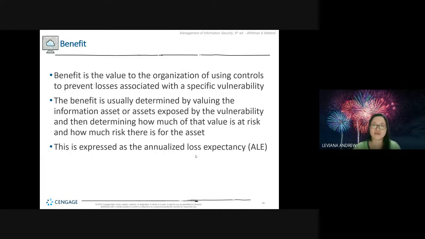Benefit is the value to the organization of using controls to prevent losses associated with a specific vulnerability. The benefit is usually determined by valuing the information asset or assets exposed by the vulnerability, and then determining how much of that value is at risk and how much risk there is for the asset. This is expressed as the annualized loss expectancy, ALE.